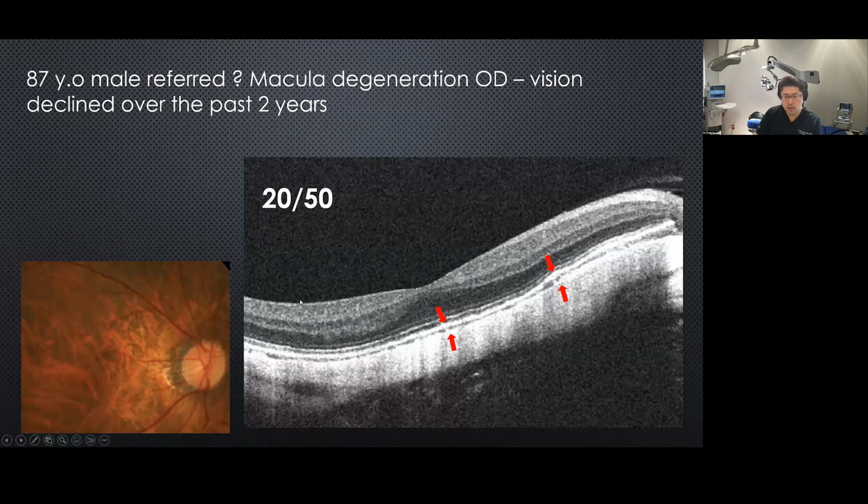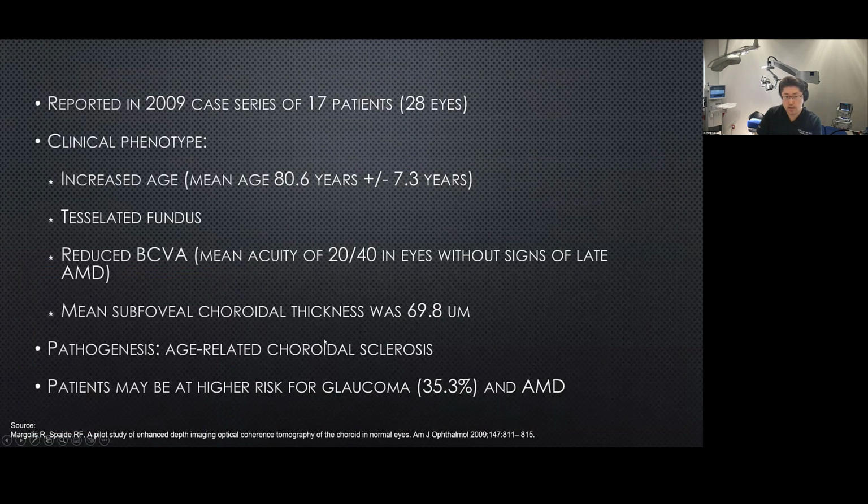On OCT, the retinal layers look pretty normal, but significant is the thinning of the choroid in the absence of any pathology. So this is a condition known as age-related choroidal atrophy, and it is associated with age, of course, in the absence of drusen, and it is thought to be due to age-related choroidal sclerosis. And they're also at higher risk of developing glaucoma and macular degeneration.